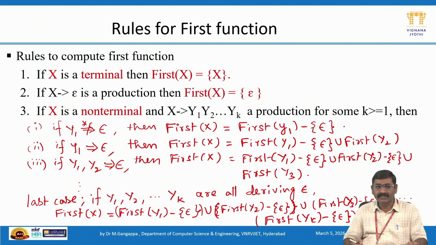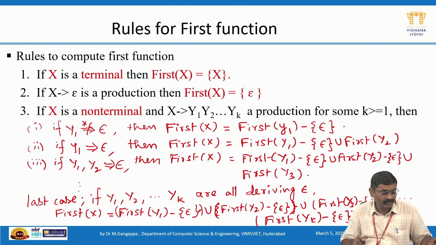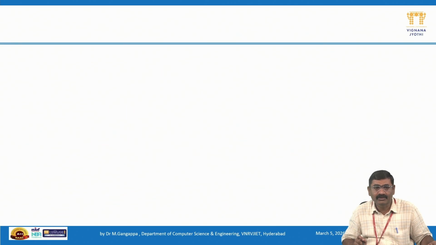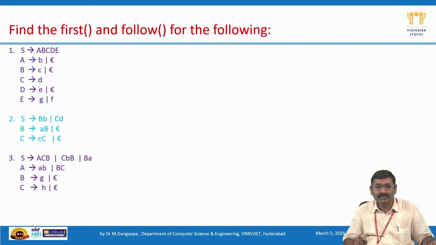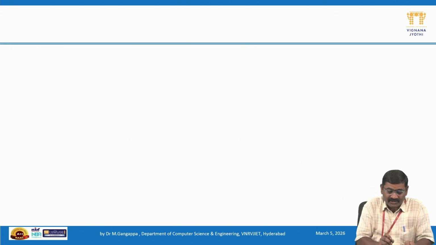So these are the three important rules and sub rules to compute the first function, right? If we remember all of them clearly, then we can solve the problems one by one. Let us see how to apply these rules by taking one example. So these are some of the examples. Here I am going to take one example. After that we'll see one by one. Example for the first one is, suppose here I am taking one grammar.